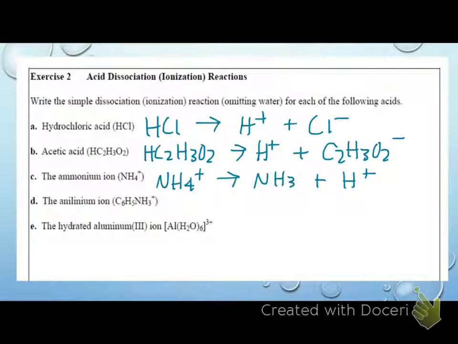Okay, so I did those first three. Does that look right to y'all? So what y'all did? Okay, so you're just going to break them apart and take off a hydrogen.